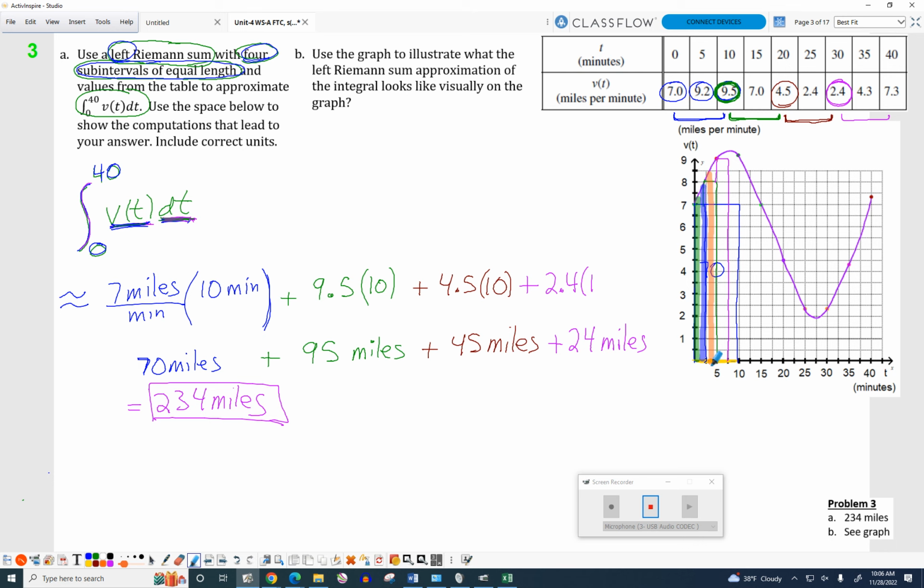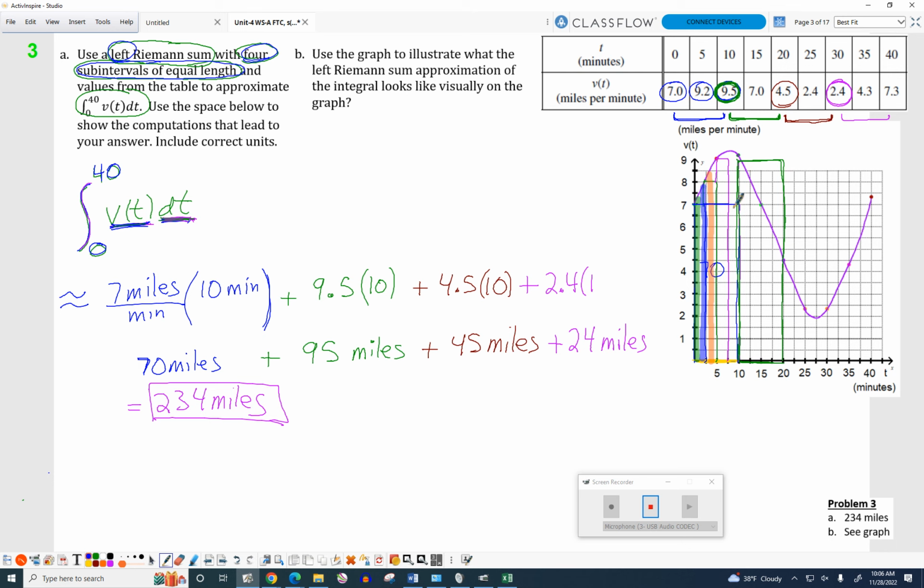If we keep drawing the picture, the green one would look like this. We say 9.5 is this length. So 9.5 goes to here. Meant that to be green. So 9.5 is here. Then we have our 10 minutes of time. So then we get this box. Okay, so the 70 was represented by this box.